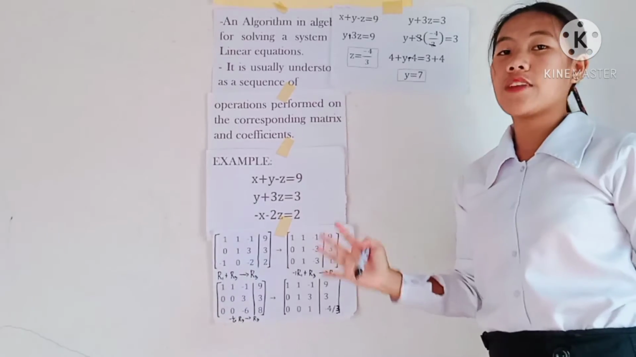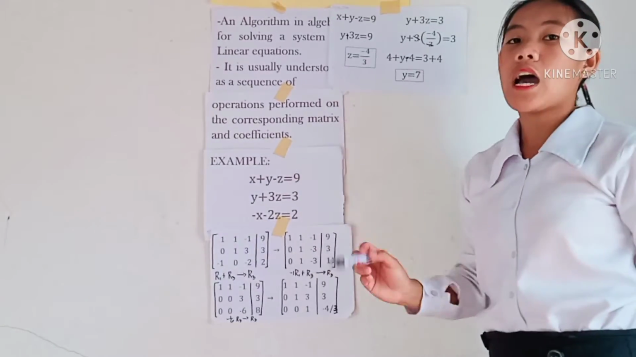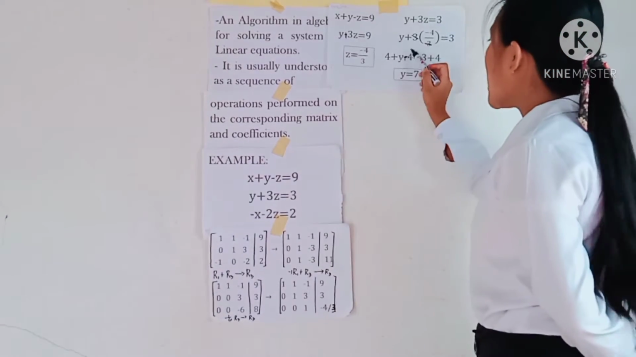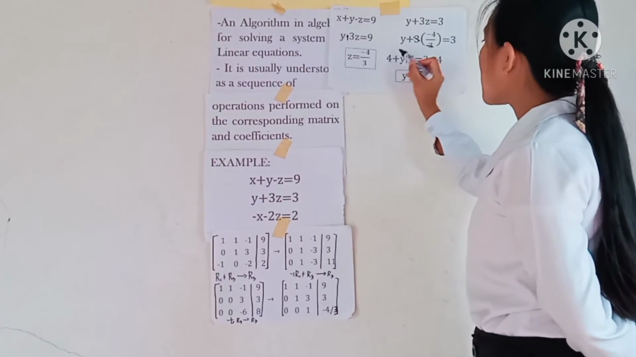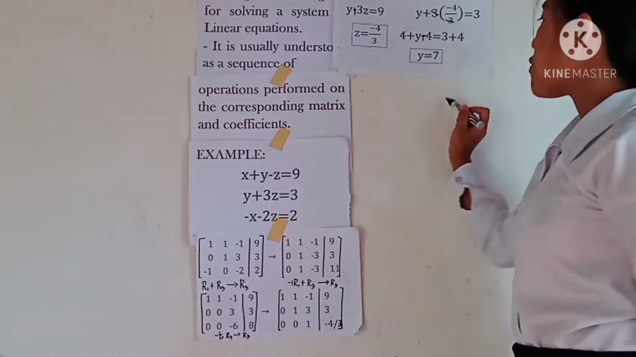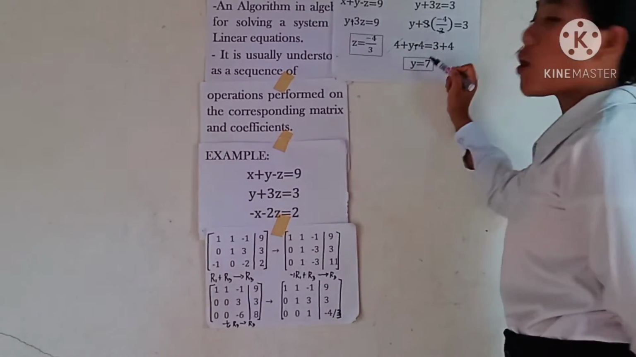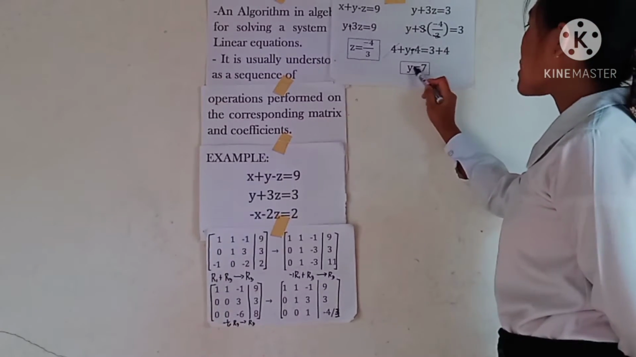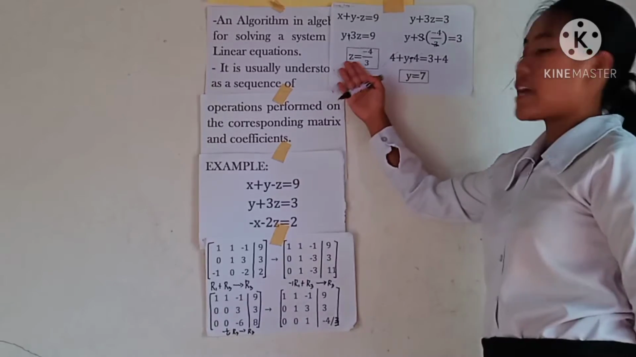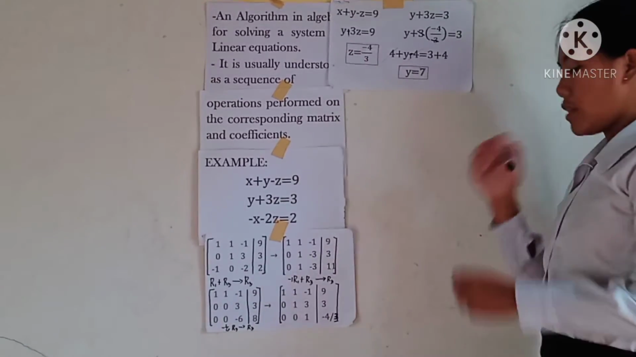The opposite sign of negative is positive. So we will add positive 4 on both sides in order for us to cancel these numbers, and in order that the y will be left in our given. So 3 plus 4, y equals 7. This is the value of y, and the value of z is negative 4 over 3.